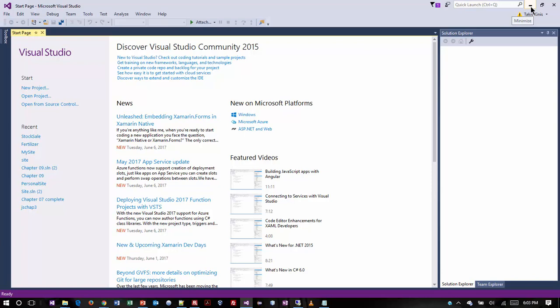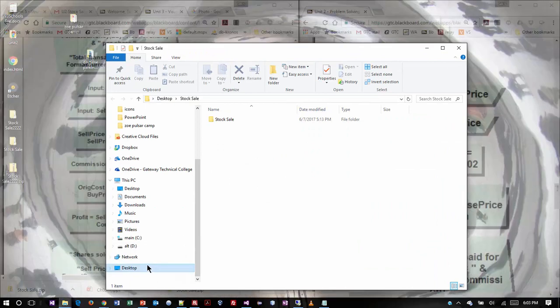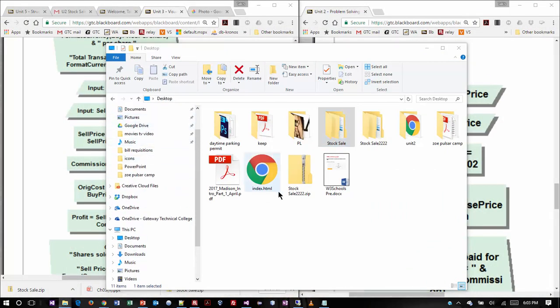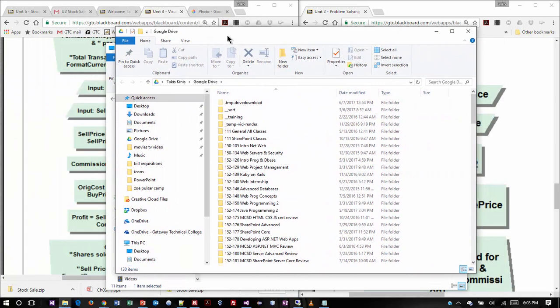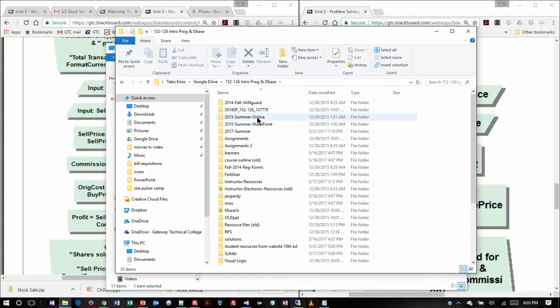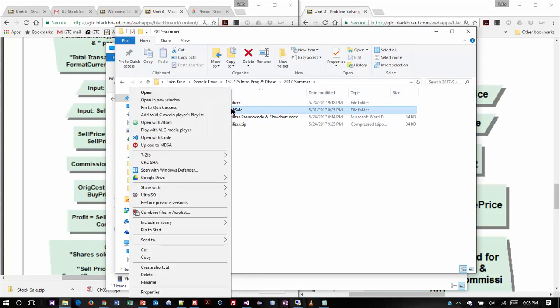So what I'm going to do is I'm going to actually go out to my file system and I'm going to locate that project. And it's not on my desktop, it's in my Google Drive here somewhere, which is also on the other screen. So I'm going to my Intro to Programming, summer of 2017, and there's my stock sale problem. Now, that's the simple version, right? That one's all done. It works just fine. You know what I'm going to do? I'm not going to touch it.